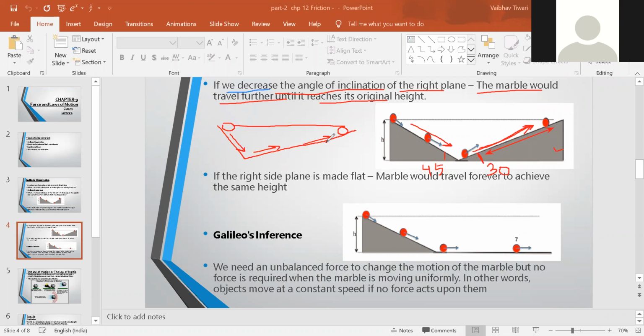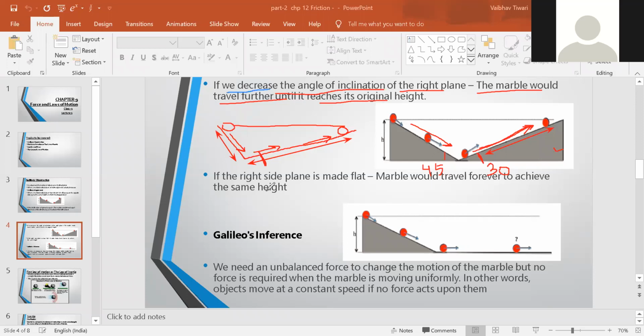So clearly we can see that on this side the length covered is less, that is, the distance covered is less, while on this side the distance covered is more. So if we keep on decreasing the angle of the second plane, that is this angle, the distance covered by the ball will keep on increasing, right? Okay.